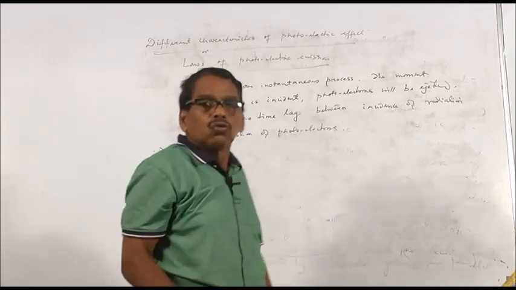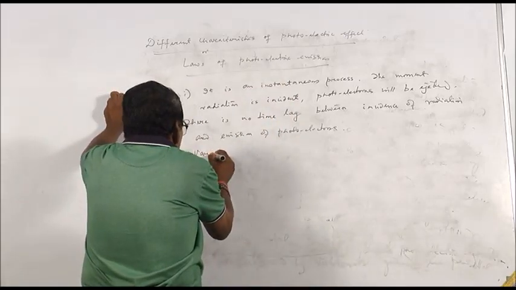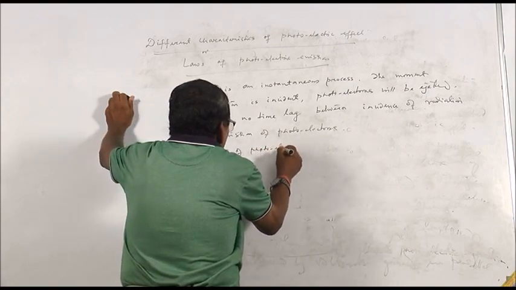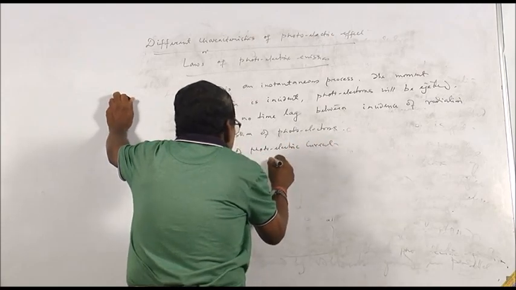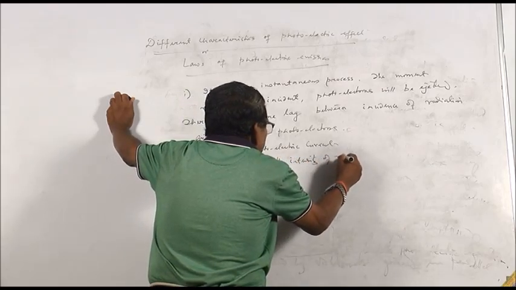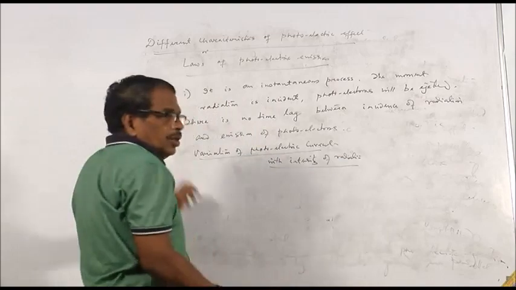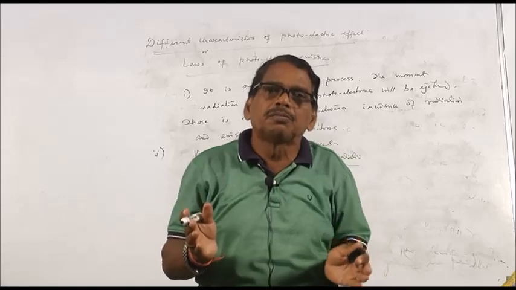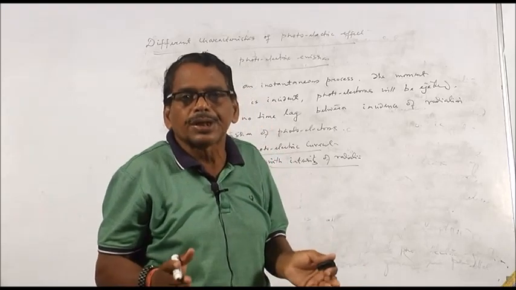variation of photoelectric current with intensity of radiation. When the intensity of radiation increases, the number of photons increases. When the number of photons increases, photoelectrons will be more, so photoelectric current will be more.